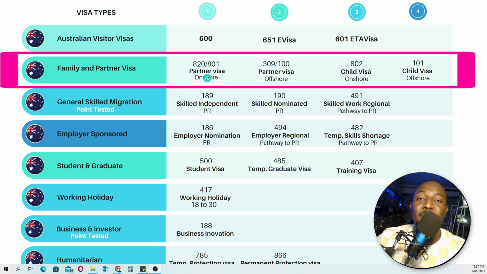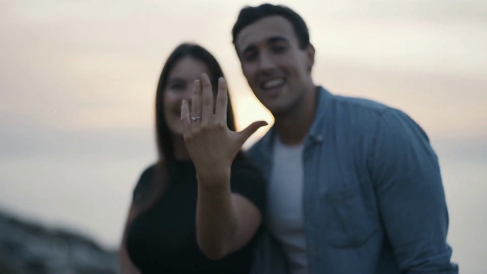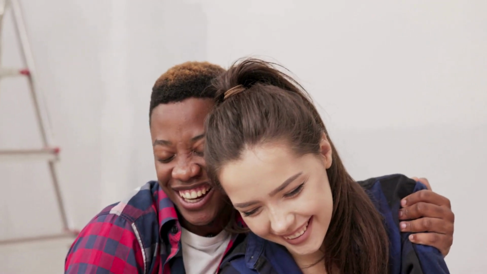So what are the requirements? Basically you need to prove to immigration that your relationship with the permanent resident or the citizen in Australia is genuine and continuing.